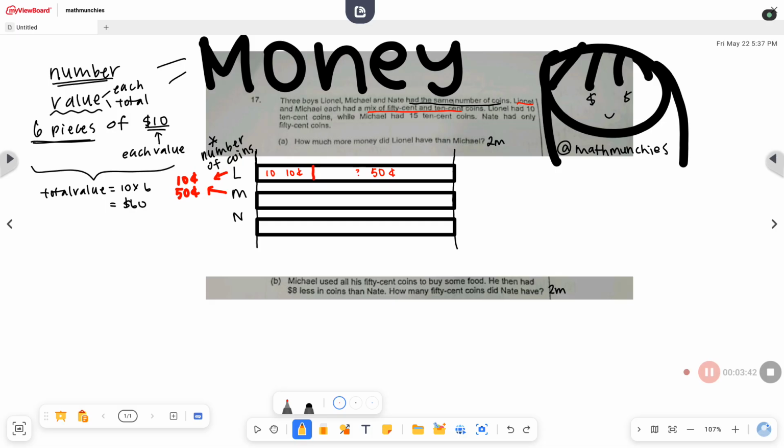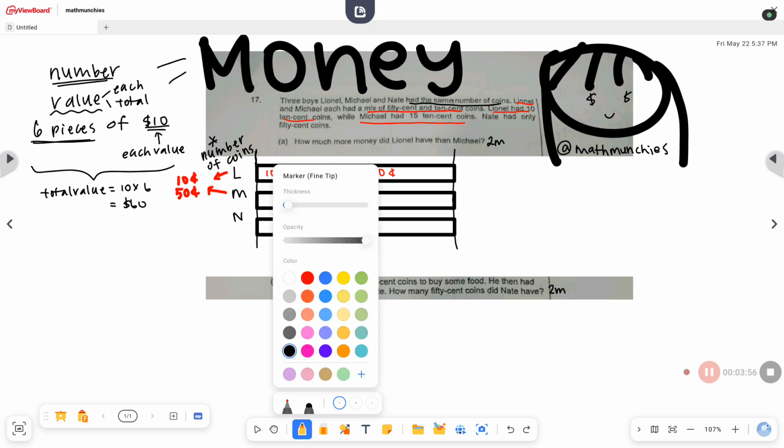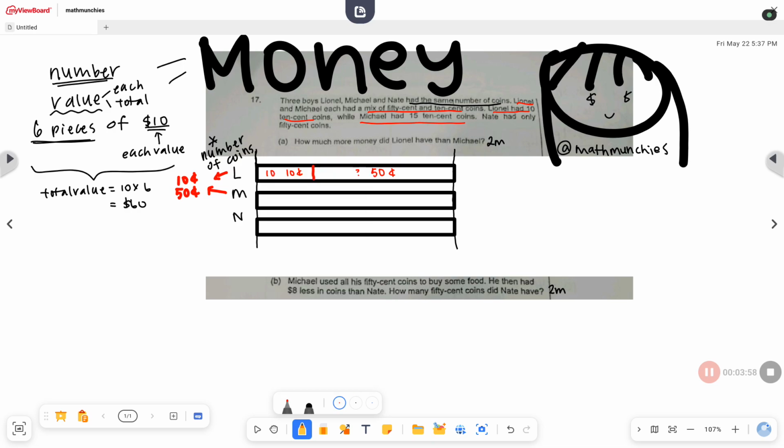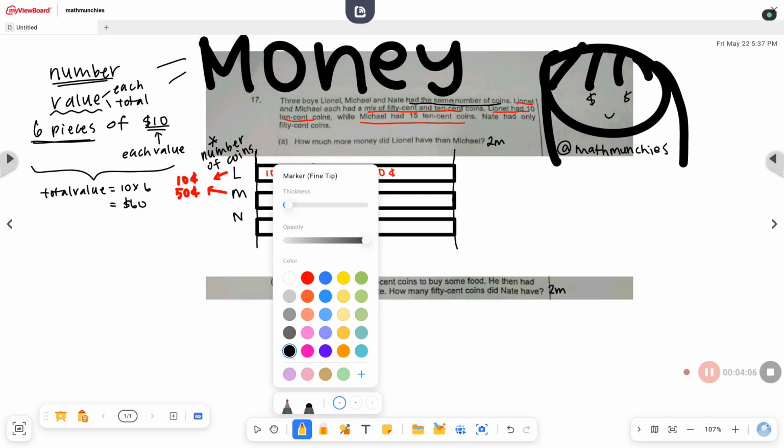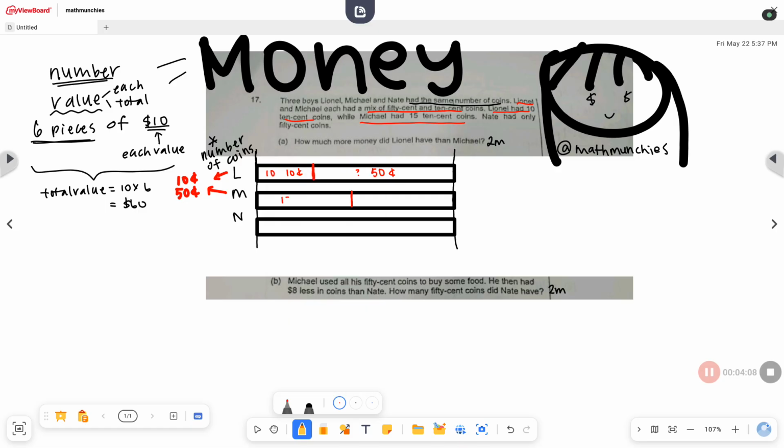Can you see? They say Lionel has 10 10-cent coins, and they say that Michael has 15 10-cent coins. So Michael has more or less 10-cent coins than Lionel? More. Up to here is 10, right? If it's more, I'll cut more. So this part is 15 10-cent coins. And the rest over here is, I do not know how many, 50-cent coins. Now, next, what else did they say about Nate?